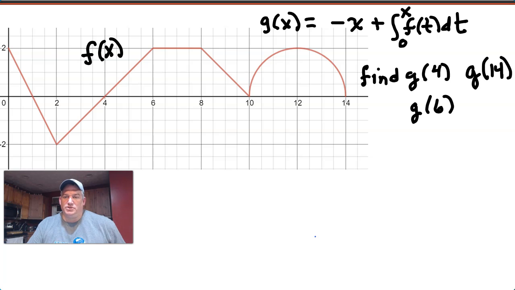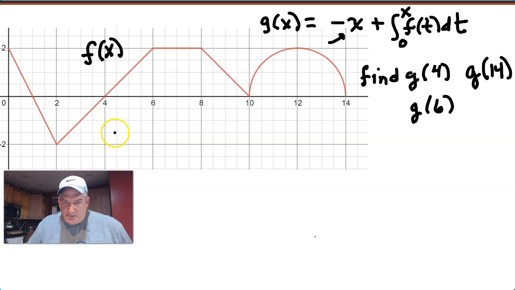All right, calculus students, we're here doing our second problem of the fundamental theorem of calculus, and we have g of x defined as negative x plus the integral from 0 to x of f of t dt. You've got to be real careful if they decide to define g of x with an extra little piece out here. That's going to be important in some of our questions. So we're here to find g of 4, g of 6, and g of 14.